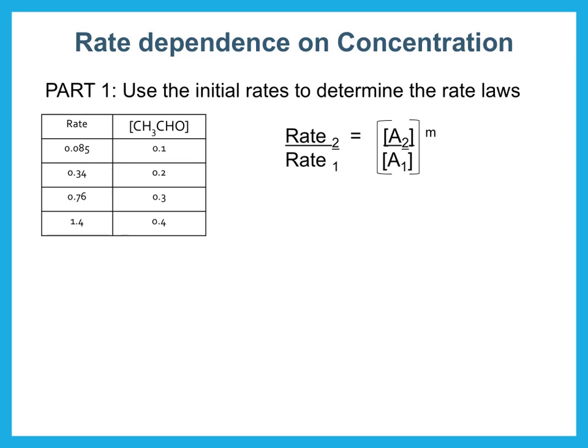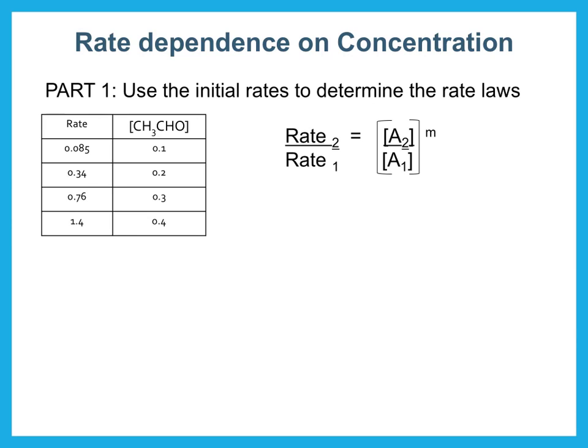So what you need to do is take the second rate over the first rate, which will equal the concentration of the second substance over the concentration of the first substance, raised to a power of m. Okay? Sometimes this is going to net you easy math and you'll be able to do it in your head. Other times you're going to need a calculator. So let's see what one looks like.